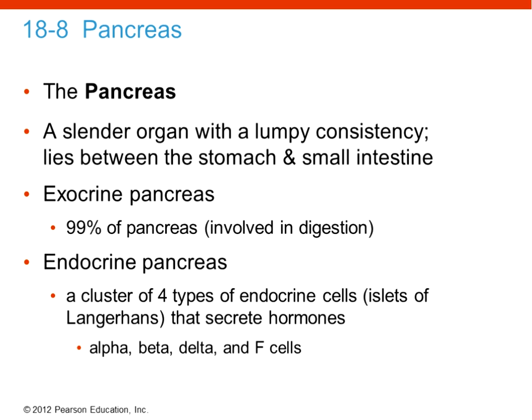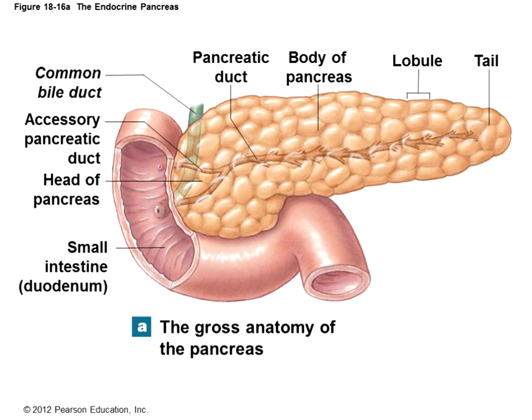And there's also this thing called the endocrine pancreas. The endocrine pancreas is a much smaller subset, only about 1% of the cells. These are called islet cells that secrete hormones. And so that's what we're going to focus on. But again, it's important to understand the relationship between the two.